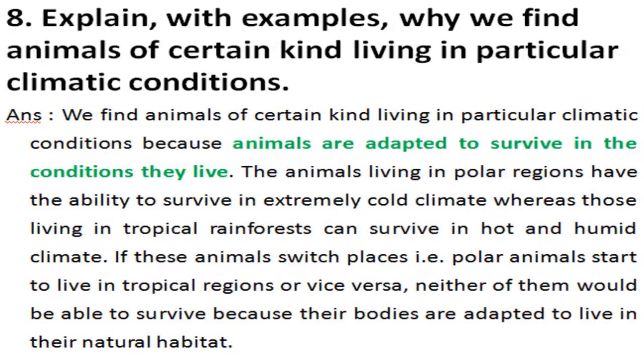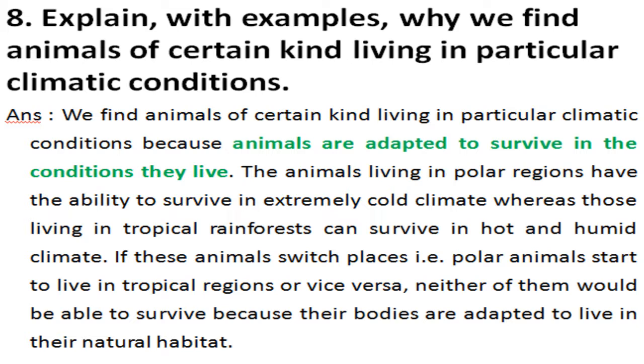Our next question is question number 8. Explain with examples why we find animals of certain kind living in a particular climatic condition. The answer to this question is we find animals of certain kind living in particular climatic conditions because animals are adapted to survive in the conditions they live in.